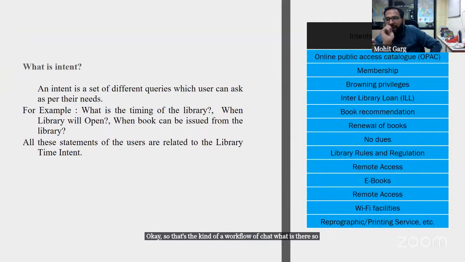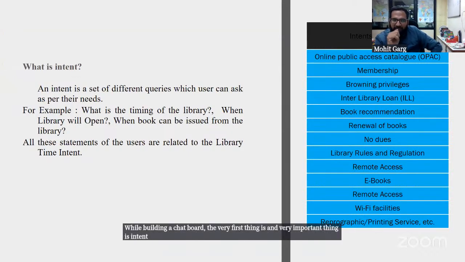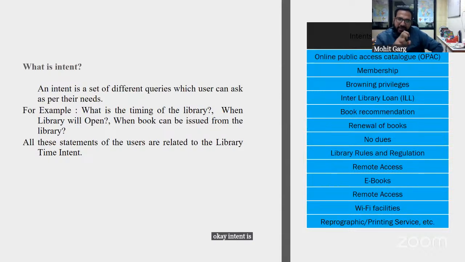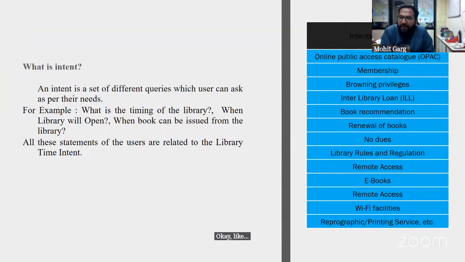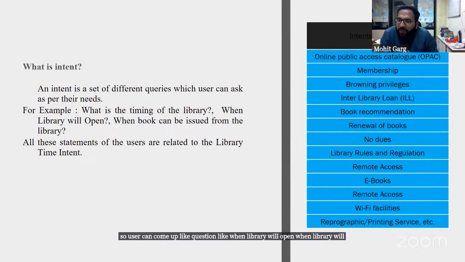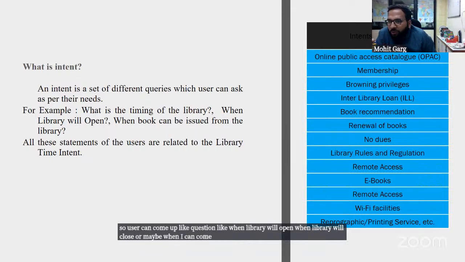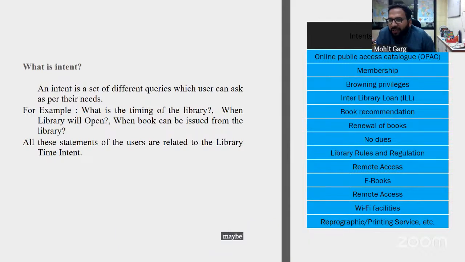While building a chatbot, the very first and very important thing is intent. An intent is a set of different questions a user can ask. For example, we can have an intent like timing of the library. The user can come up with questions like when the library will open, when the library will close, or when can I come to the library to issue a book, or, can I come now to the library to issue a book?